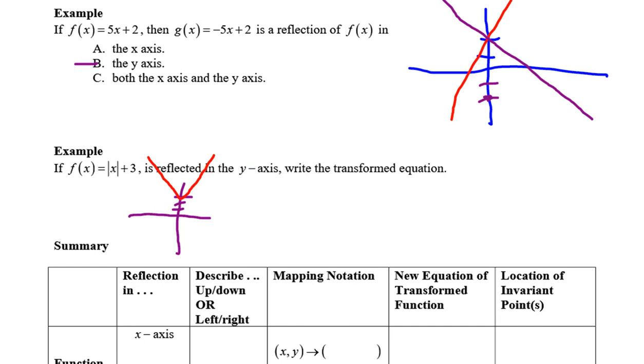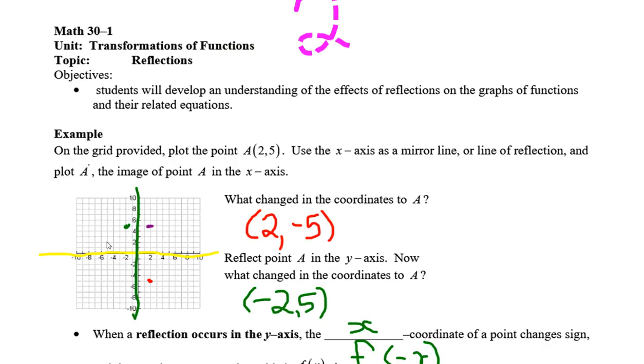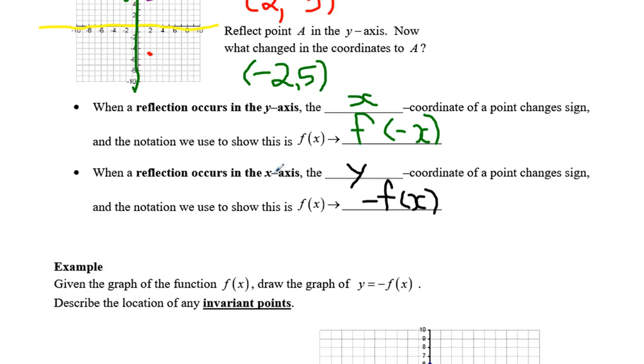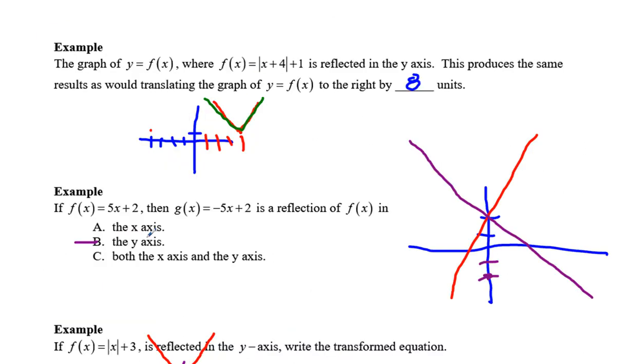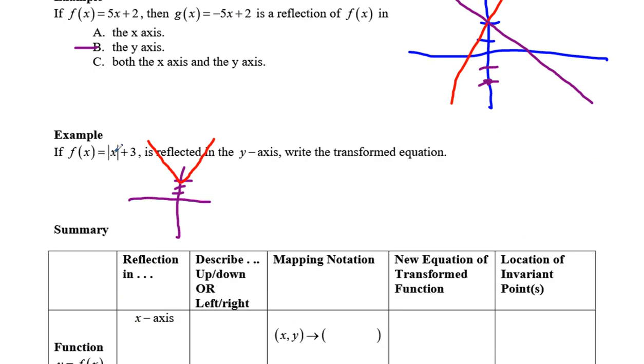To reflect in the y-axis, let's go back a couple pages. To reflect in the y-axis means the x's become negative. Okie dokie. So lo and behold, you see this x? It's about to become negative x. So in other words, it's now the absolute value of negative x plus 3. Wait a second.